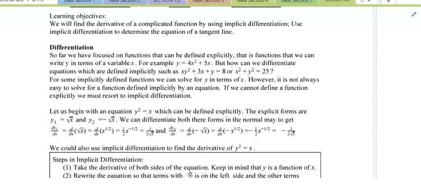Hello everyone, today we will be discussing implicit differentiation. We'll find the derivative of a complicated function by using implicit differentiation, and we'll use implicit differentiation to determine the equation of a tangent line.